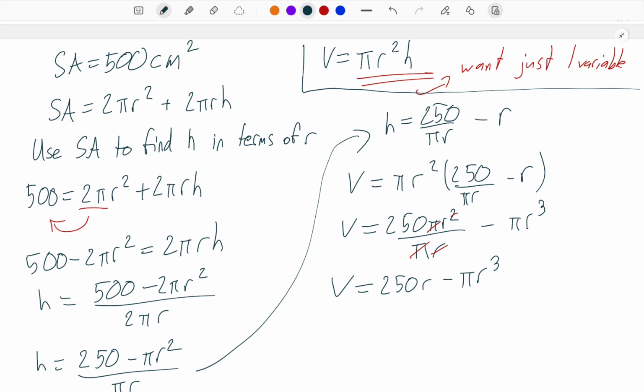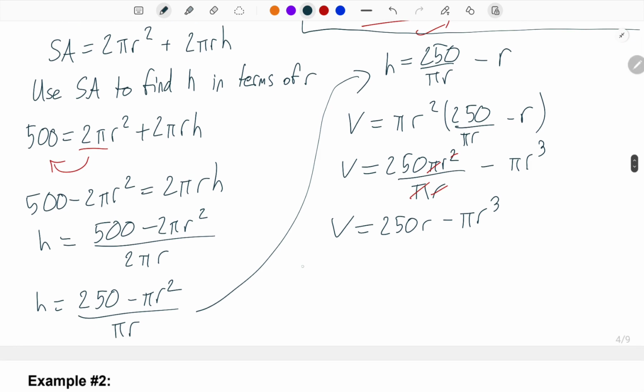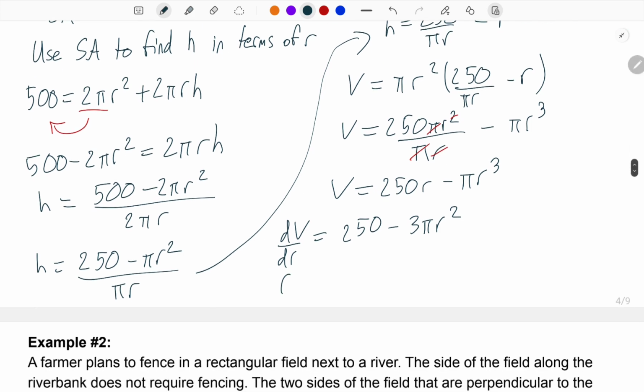We can take the derivative with respect to that single variable. So let's do that. V prime, or I'll call it dV with respect to r, since that's the variable we have there. And that's just going to be 250 minus 3 pi r squared. Okay, and well, we want to see what the critical point is for the potential maximum. So set 0 equal to 250 minus 3 pi r squared. And rearranging that, we're going to get 3 pi r squared equal to 250.